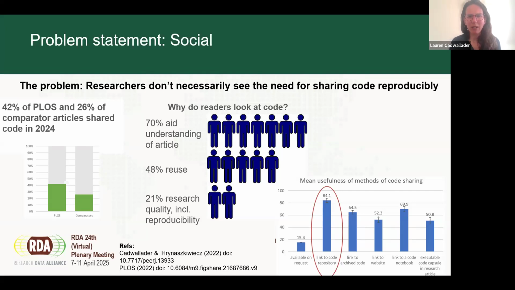We've also done some research around asking people why they might be interested in looking at someone else's code. So thinking about not just the authors, but researchers as readers of research. They could pick multiple options. And only a fifth were interested in looking at it from a reproducibility point of view, so thinking about research quality and could they trust it? Is it verifiable? Many more people are interested in looking at code to aid the understanding of the research they're looking at, so looking at the parameters set, for example.